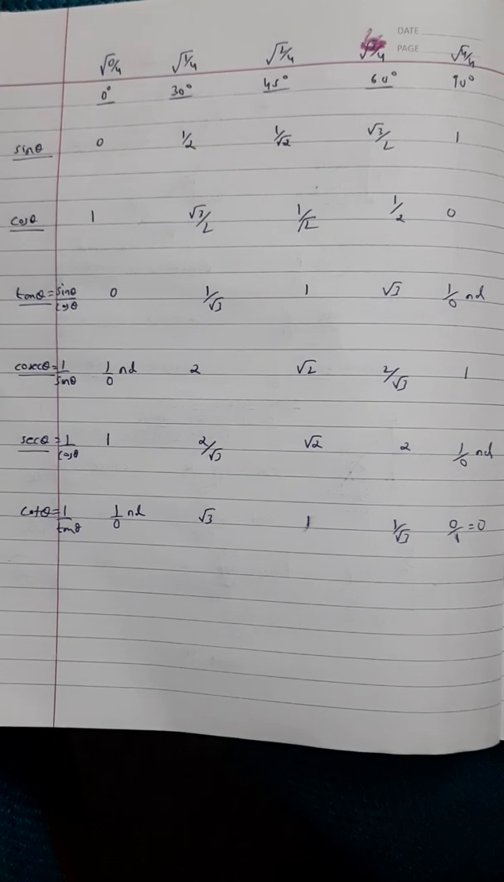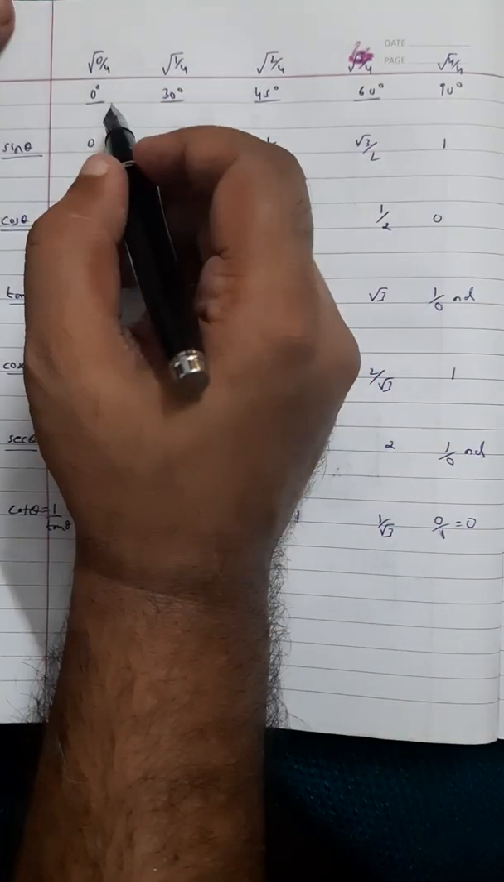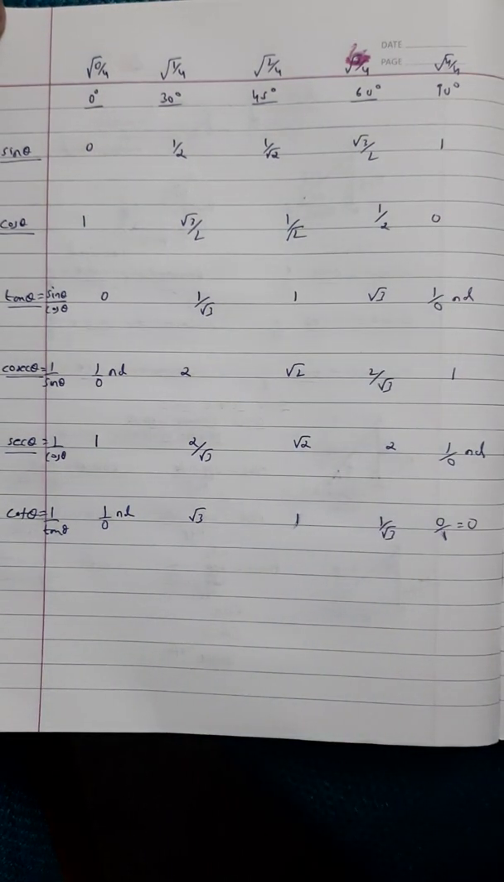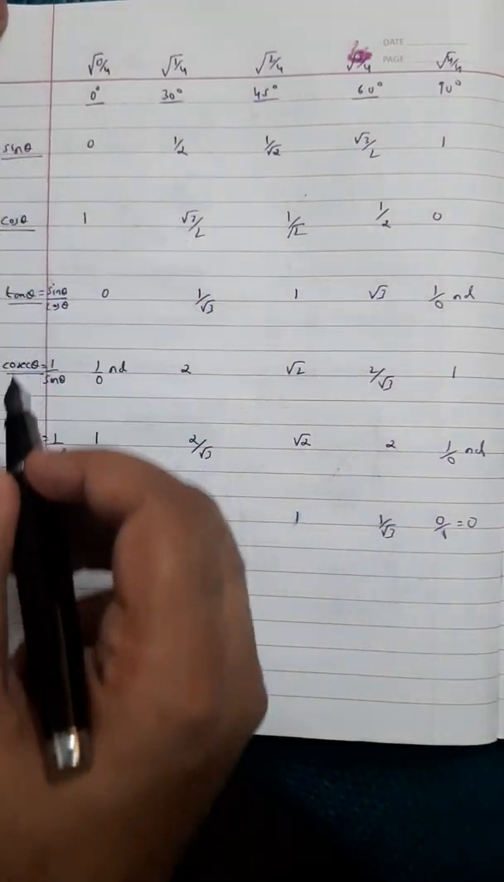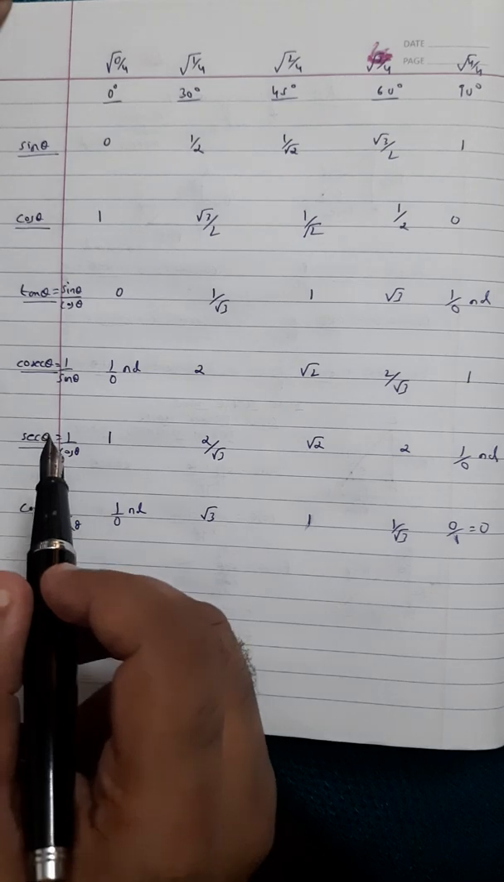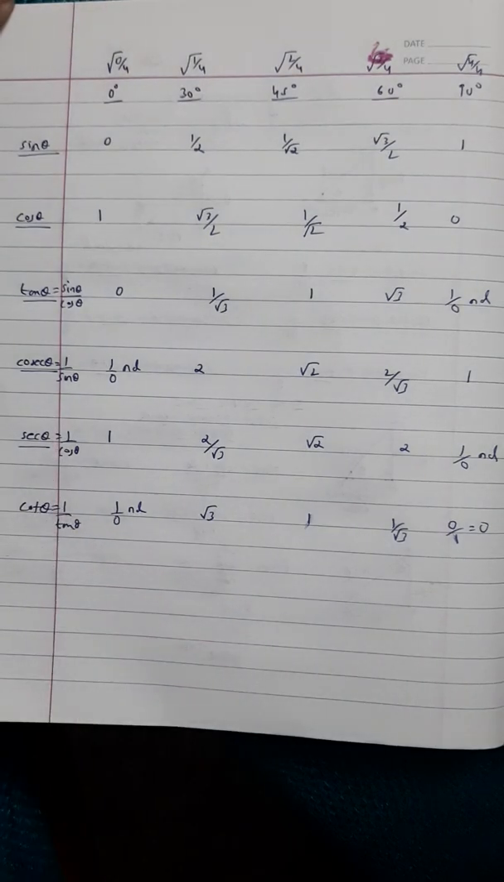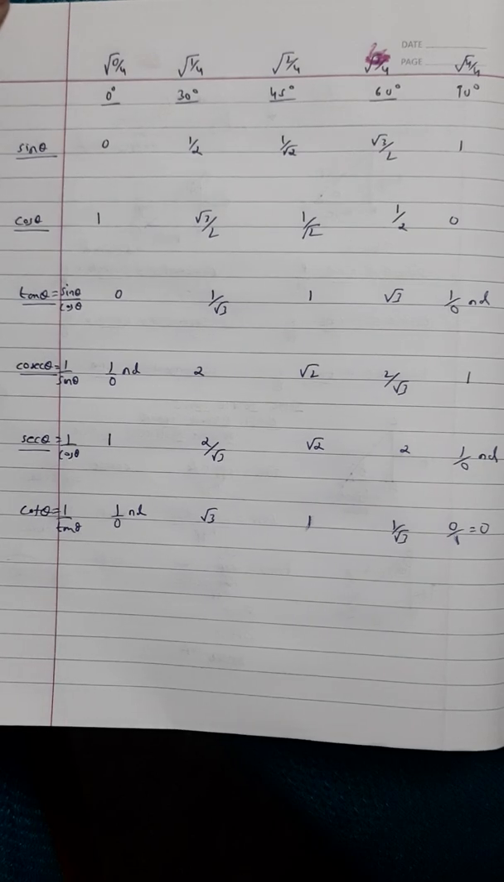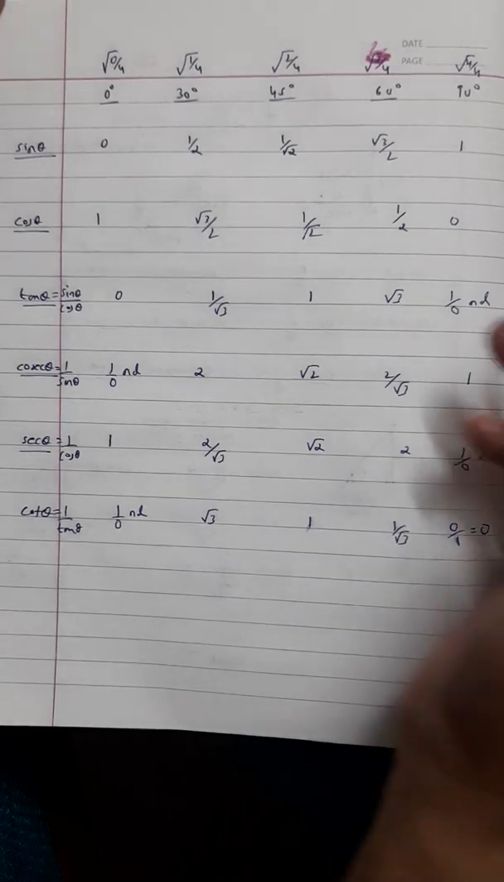So, we have drawn a table with angles 0, 30, 45, 60 and 90. These are the angles 0, 30, 45, 60 and 90. And these are the 6 trigonometric ratios that I have written down: sine theta, cos theta, tan theta, cosec, secant, cot. This is the order: sine, cos, tan, cosec, secant, cot. Now I'll explain to you how we have to make this table.